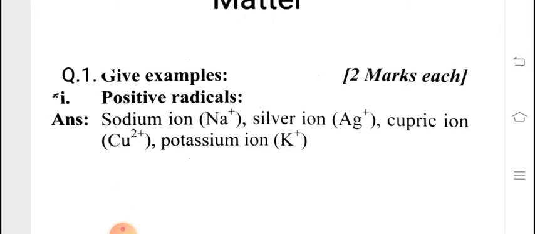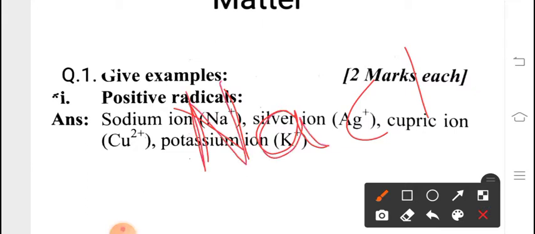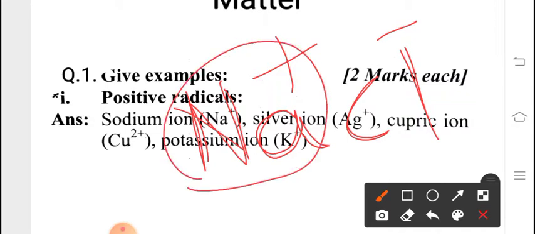So, very first question is, give examples of positive radicals. Positive radicals means a radical which contains a positive ion. Likewise, if I'm giving you an example, whenever we are writing NaCl, this is the formula for sodium chloride. NaCl means your salt. In this, Na contains a positive charge and Cl contains a negative charge. Na is sodium and Cl is chlorine.